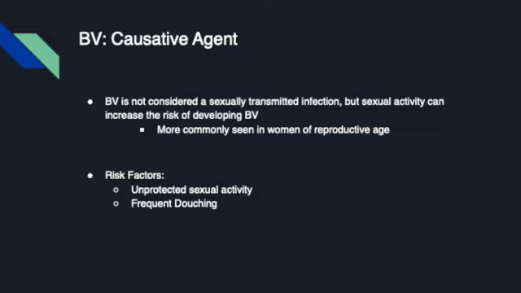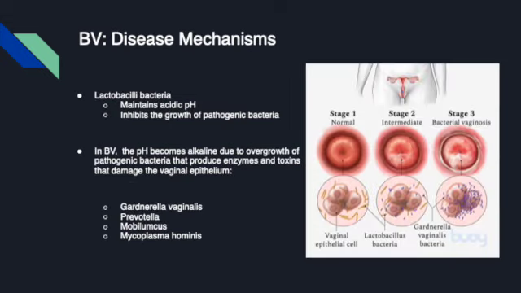Certain behaviors or risk factors that cause BV would be unprotected sexual activity or frequent douching. By taking a closer look at the disease mechanisms, normally lactobacilli dominate the vaginal environment, which is responsible for maintaining an acidic pH that inhibits the growth of pathogenic bacteria.